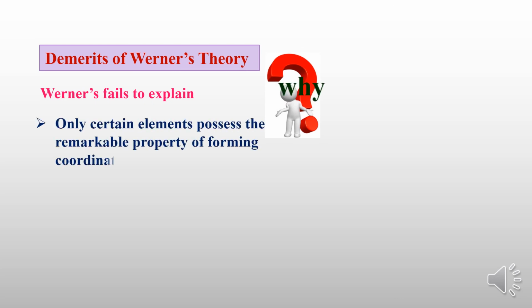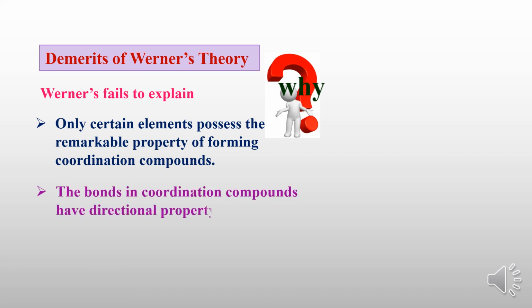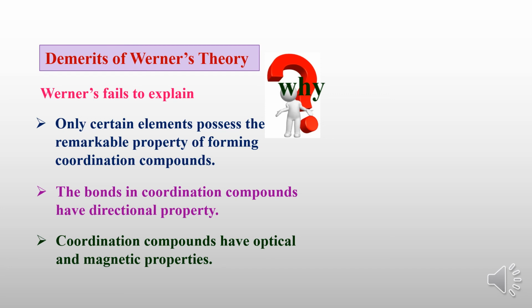So the demerits of Werner's theory. Werner's theory fails to explain why only certain elements possess the remarkable property of forming coordination compounds, and why the bonds in coordination compounds have directional properties. So these are the demerits of Werner's theory. Then the third one: coordination compounds have optical and magnetic properties. For this also he has not given any explanation.